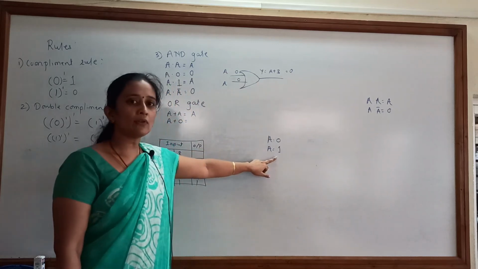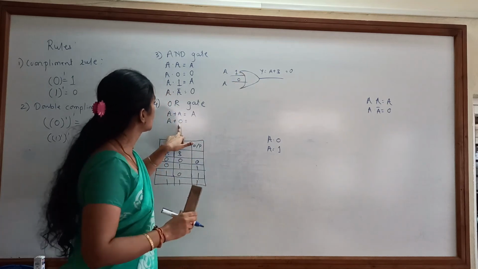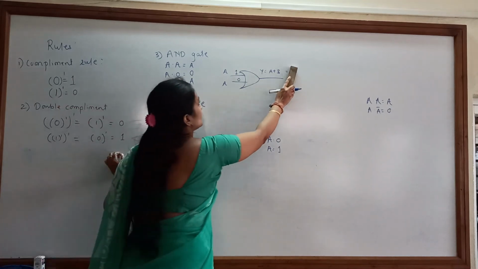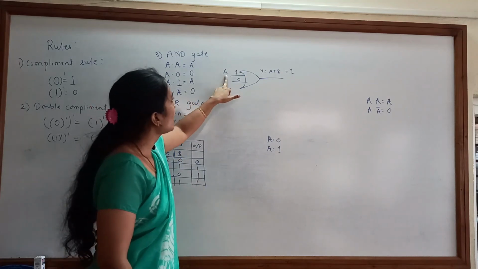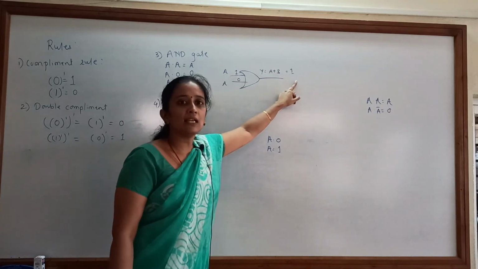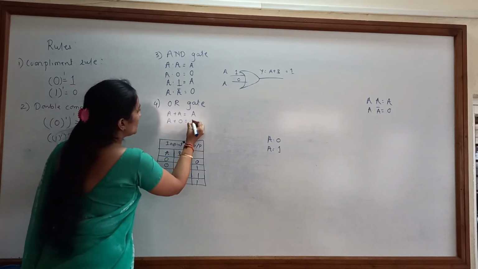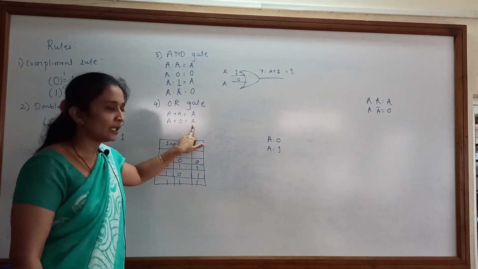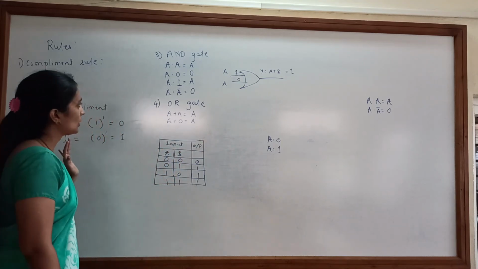We will take second value 1. A is equal to 1. Second number is 0. 1 plus 0. What is the answer? 1. Means whatever we are providing as an input as a, that only we are getting as an output. Means we can write a plus 0 is equal to a. If it is 0, we will get here 0. If it is 1, we will get here 1. This is second rule of OR gate.